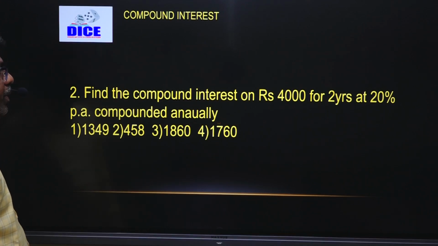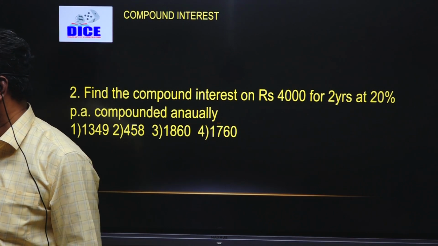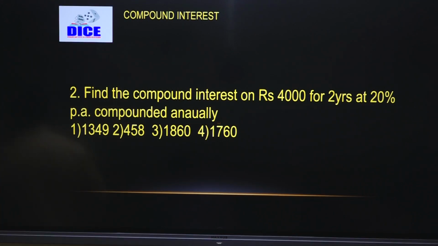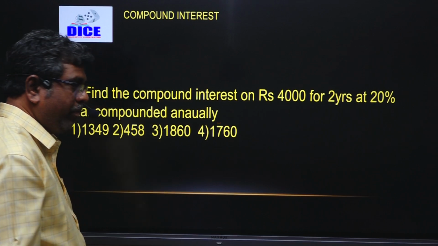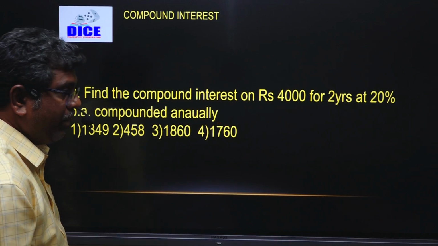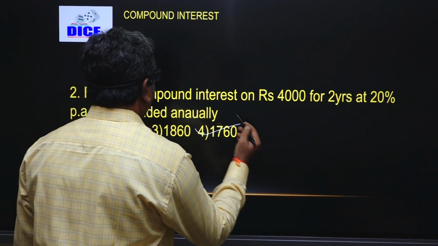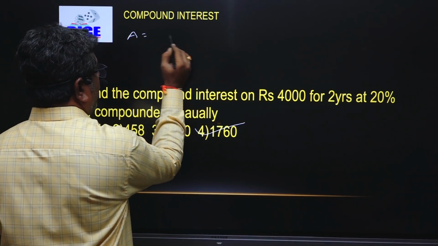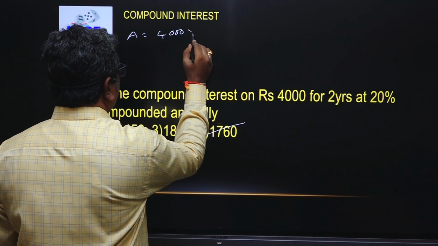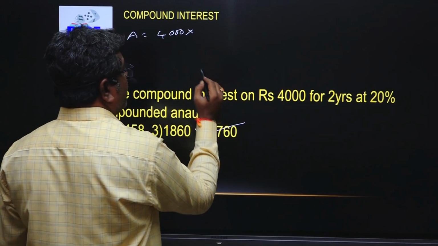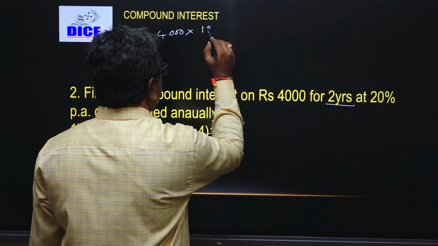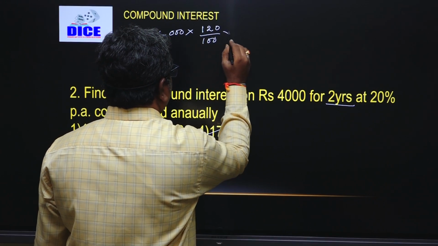Find the compound interest on rupees 4000 for 2 years at 20% per annum compounded annually. So I am finding amount A is equal to 4000 into, so R value is 20%. 100 + 20 is 120%. How many years? 2 years. 120% means 120 by 100. 2 times you have to write 120 by 100.